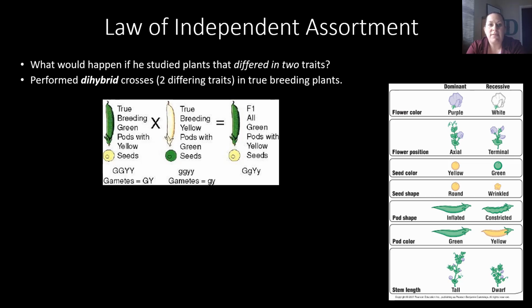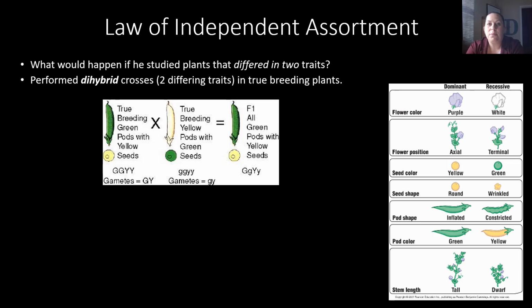So what would happen if he studied a plant that differed in 2 traits? Okay. This is going to be a dihybrid cross. So he's going to look at 2 traits. He's going to first look at the pod color, and he's going to look at the seed color. Now, this is weird because pod color dominant is green and pod color recessive is yellow. But seeds are opposite. Seed color yellow is dominant, whereas green colored seed is recessive.